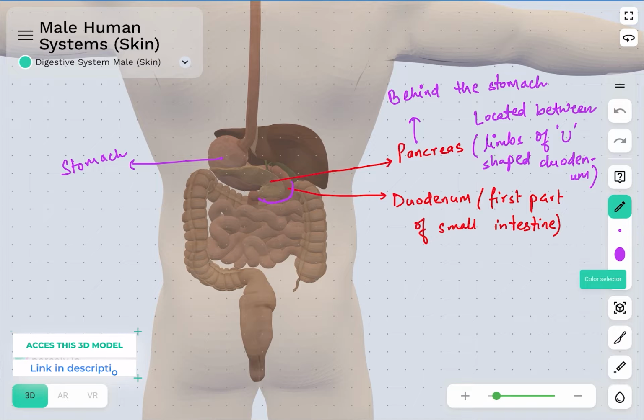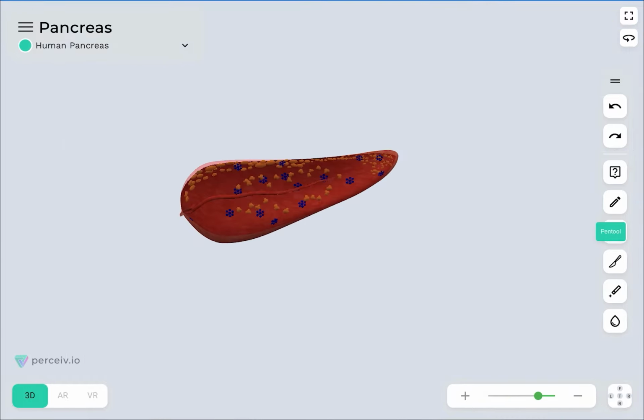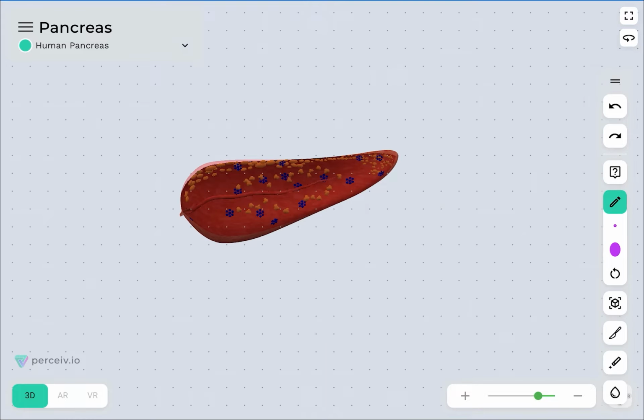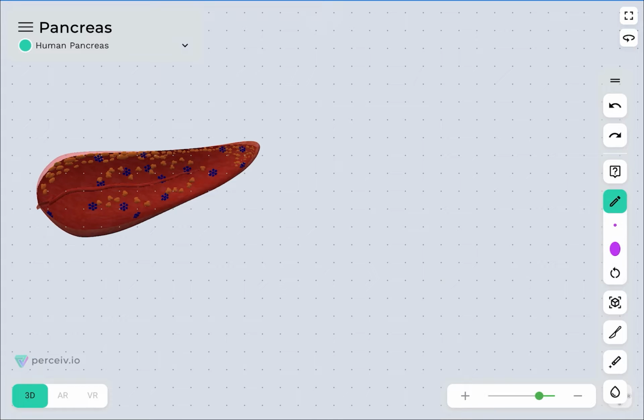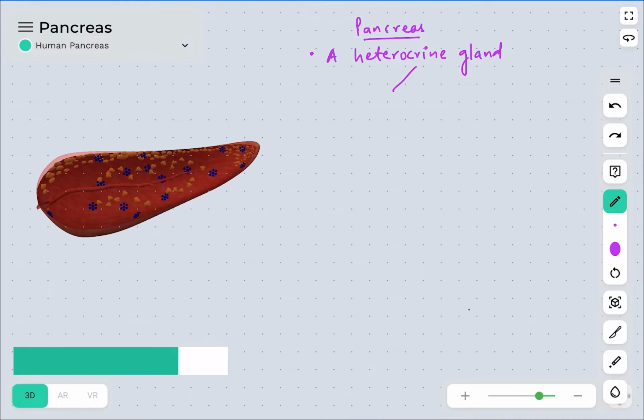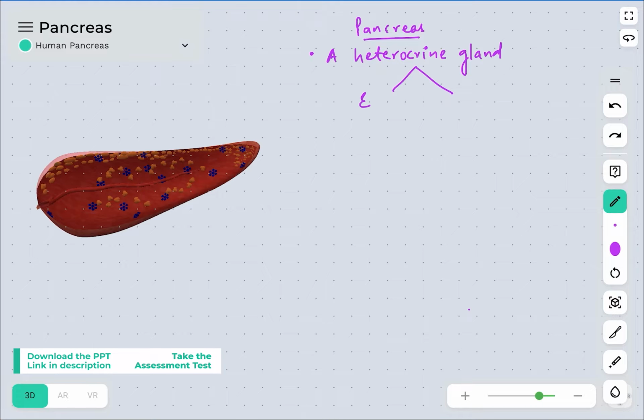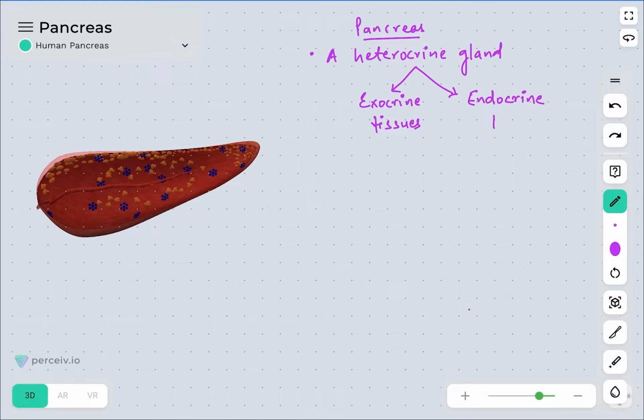Now we will see what the components of the pancreas are and what the different tissues present in them are, with their respective functions. As you can see on your screen, the model of the pancreas. We will first note down some of the important features of the pancreas, and then we will see its labeling portion. The pancreas is considered to be a heterocrine gland. That means a gland having two different types of tissues. One is called exocrine tissue, and the other is called endocrine tissue.